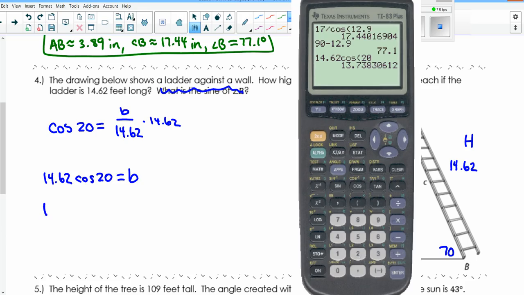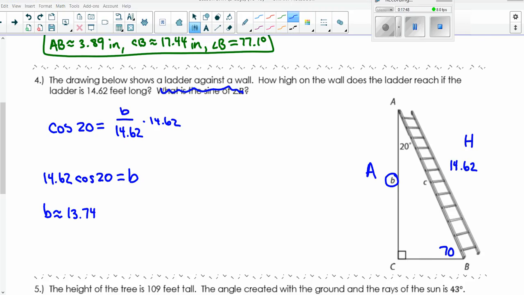And I get that B is about 13.74. What was this in feet? Yep. I'm going to say high. So the ladder can reach, so at an angle of 20 degrees, if the ladder is 14.62 feet, the ladder can reach 13.74 feet high.